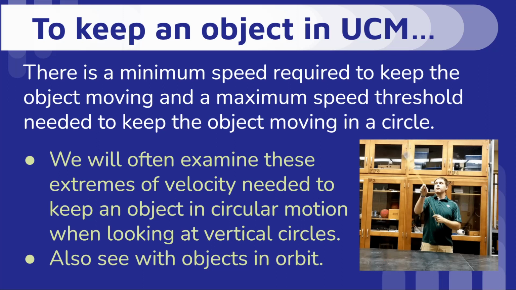You saw that in the simulation you did, that there were minimum velocities required to keep it in motion. There were also maximum velocities allowed to keep it in orbit. That's what we're looking at today: these extremes, these thresholds that your velocity has to fall between in order for that object to stay in that circular path.